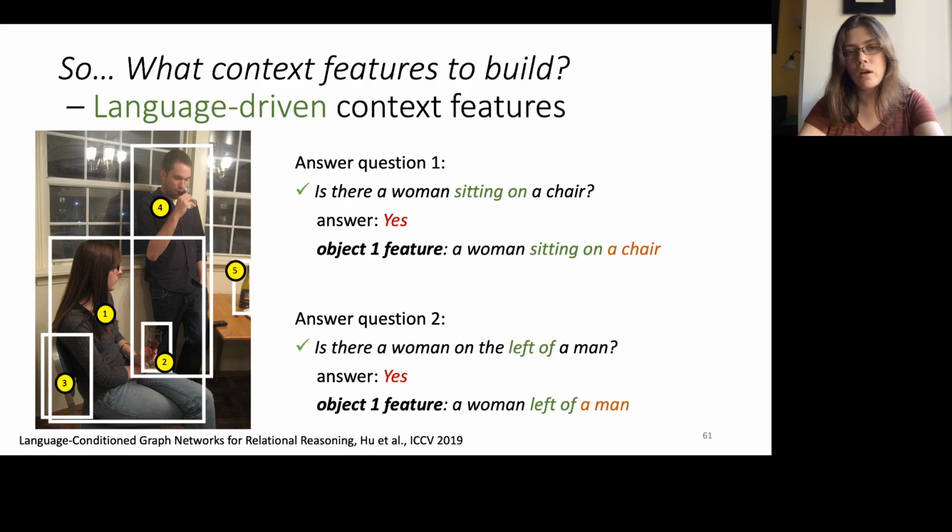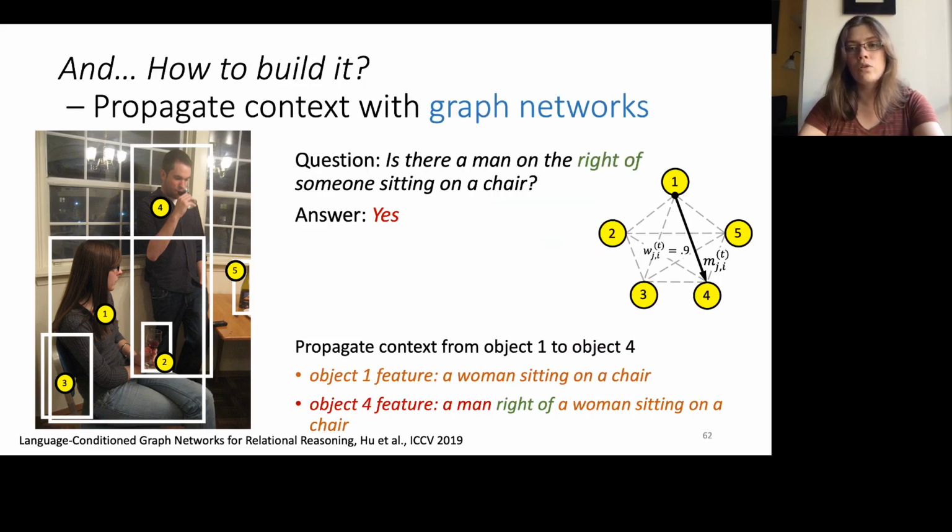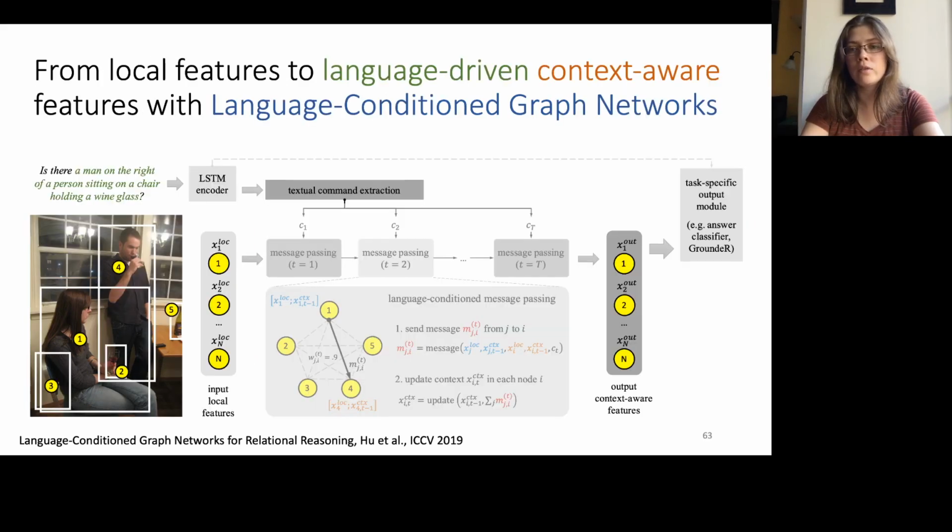So next, how do we effectively implement this? How do we actually model this context? For that, we want to use graph networks and propagate context from one node to another, where each node is a local feature, using message passing. So at a high level, this is what our language conditioned graph network looks like.